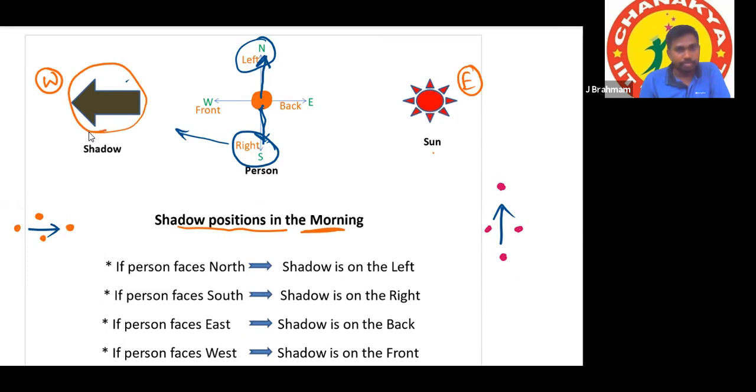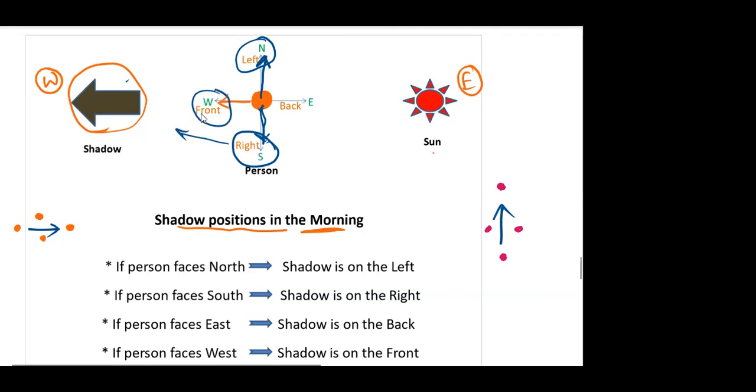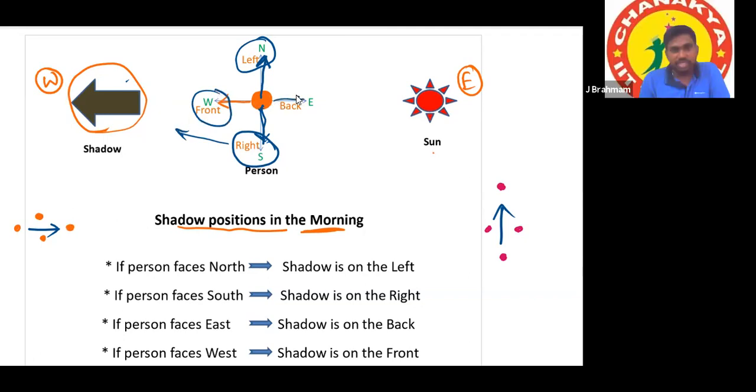Now tell me, the person is facing west, the shadow is in front of him. If the person is facing east, the shadow is at the back of him. So all these points are written here. If the person faces north, the shadow is on the left. Person faces south, shadow is on the right. Person faces east, shadow is at the back. And person faces west, shadow is in front. Correct or not? Yes, sir.